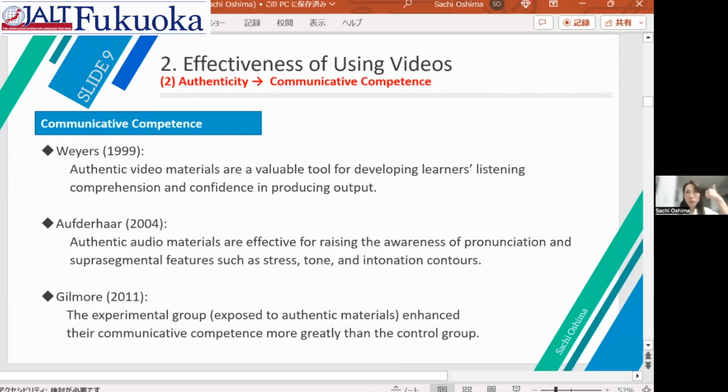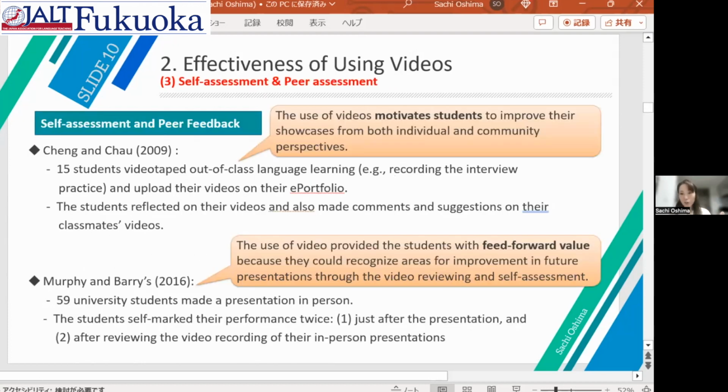So communication strategy plus video seems to contribute to enhancing beginner level students' speaking performance, even under the difficult situation of the COVID-19 pandemic. That was the first motivation. And today's key point, peer assessment.